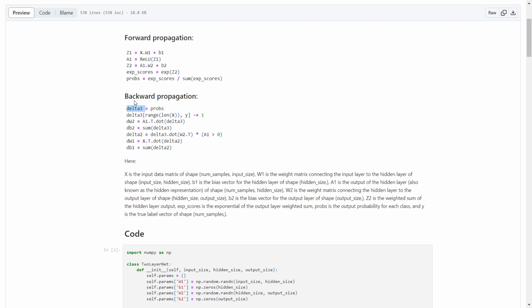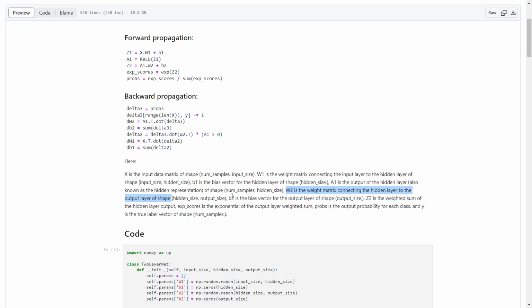Similarly, we do the same for back propagation. Before I explain further, let me explain the nomenclature that I use. Here X is the input, W1 is the weight matrix connecting the input layer to the hidden layer, B1 is the bias vector for the hidden layer, and A1 is the output of the hidden layer. Similarly for the second neuron, W2 is the weight matrix from the hidden layer to the output layer.